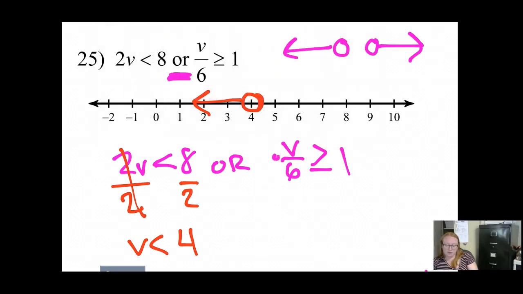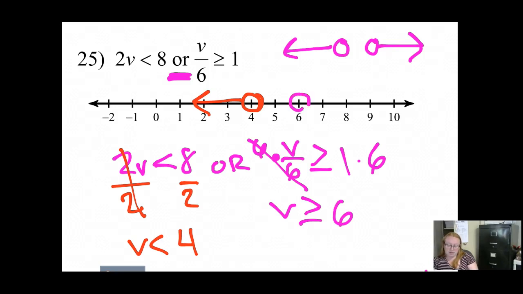Over here, I'm going to multiply by 6 to get rid of that fraction. I get v is greater than or equal to 6. So I put a dot on 6. I fill it in because of that equal sign. I'm going to point it towards infinity because that's where that greater than sign points to.